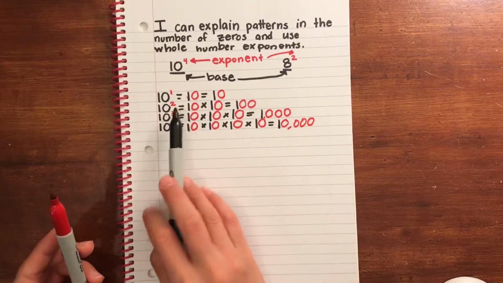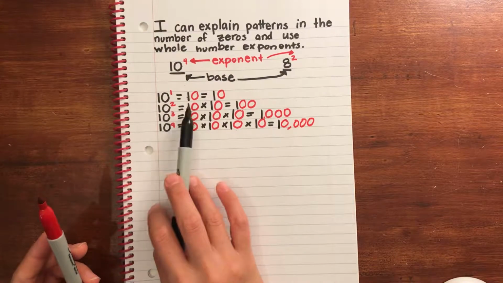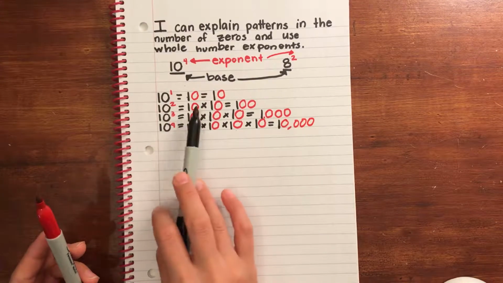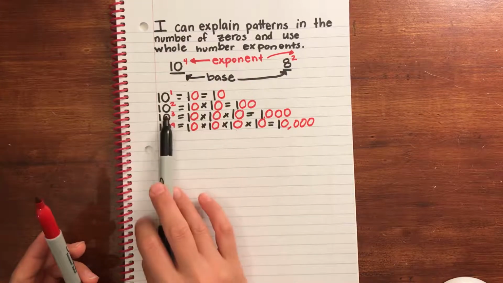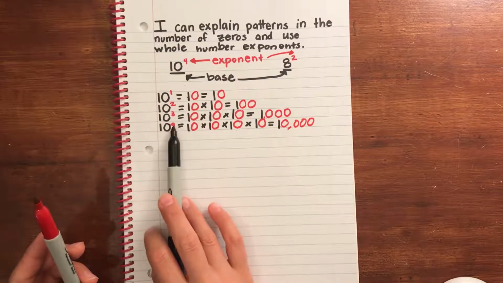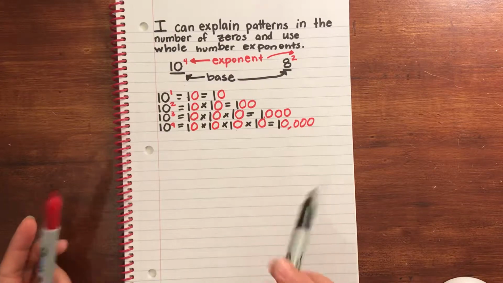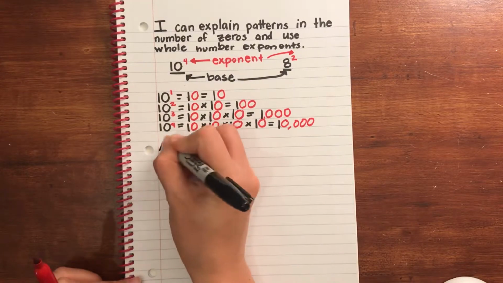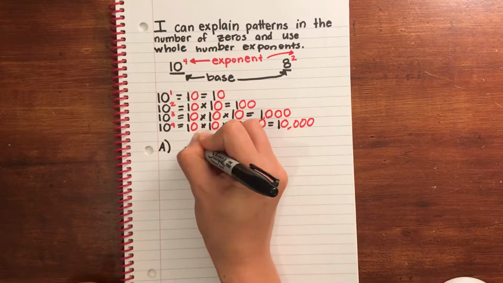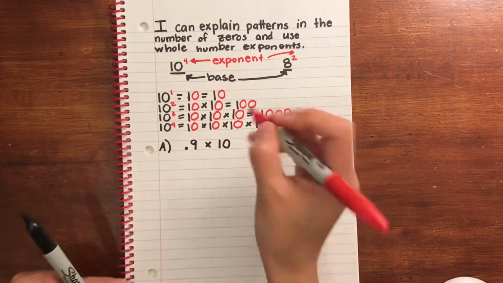The pattern is that the exponent on a base of 10 also tells you how many zeros are in the standard notation, or how many tens there are. So 10 to the second power, 2 tens, 2 zeros. 10 to the third power, 3 tens, 3 zeros. 10 to the fourth power, 4 tens, 4 zeros. Now, how does this come into play when you multiply or divide by powers of 10? Let's start with one example, 9 tenths times 10 to the third power.